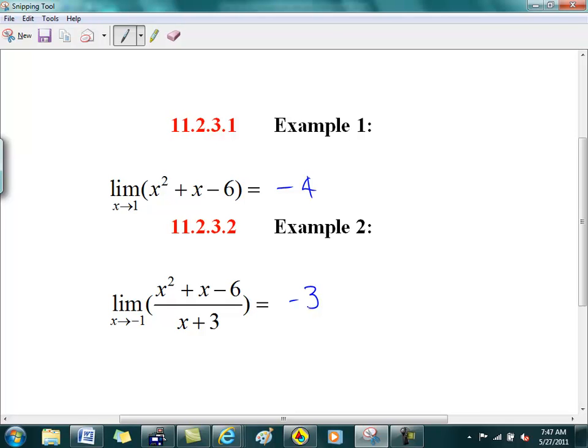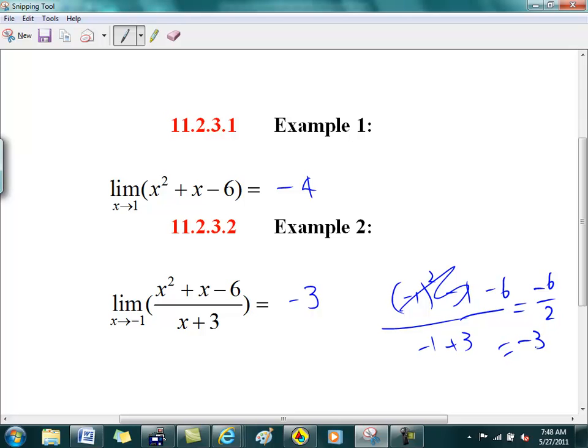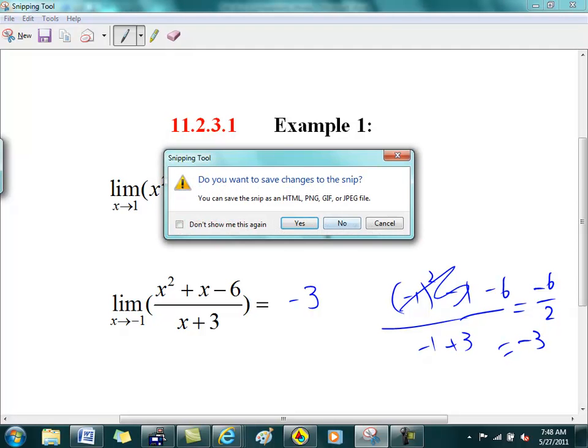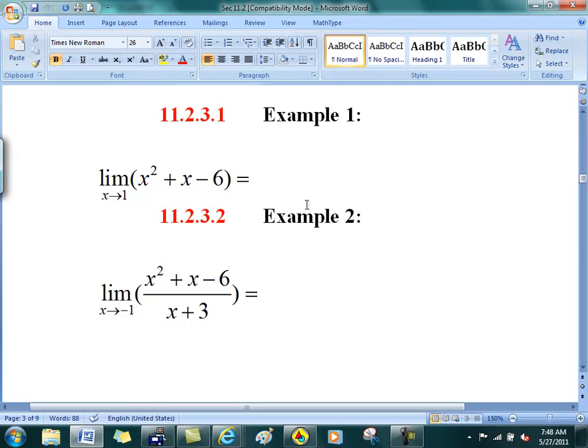Is everybody okay on that? Just plug and chug. Does anybody want to see the work done? For the second one, you're going to get -1 squared, -1, -6 over -1 plus 3. So this will cancel, and it gives you -6 over 2, which is -3. So these worked out nicely. Plug and chug, because the denominator didn't go to 0, so no sweat.